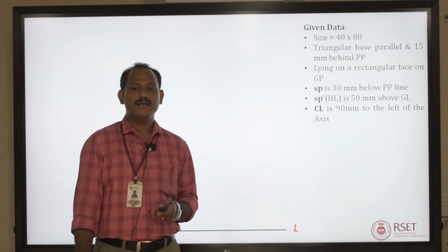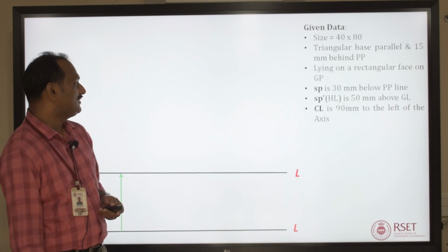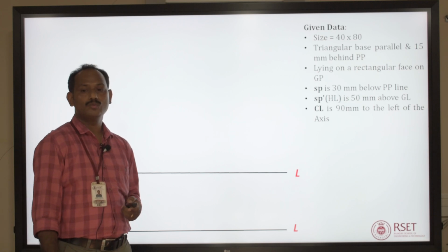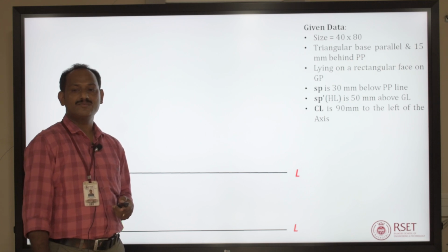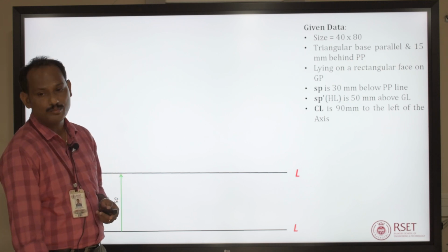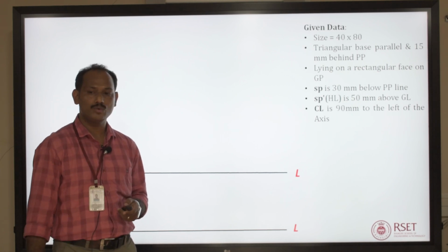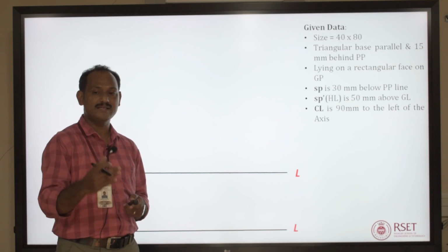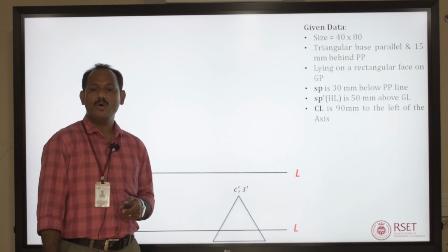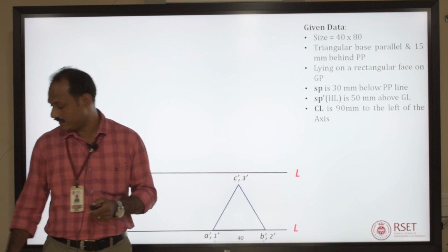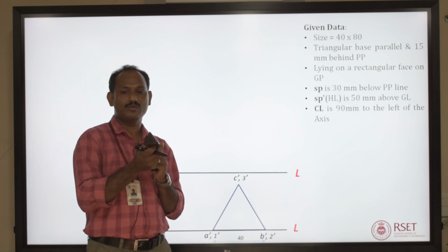Then we can draw the horizon line, which is 50 mm above the ground line. It is given that the observer is 50 mm above the ground plane. So, the location of the horizon line is 50 mm above the ground line, because the horizon plane is passing through the station point. Now, you can draw the front view of the triangular prism, that will be the true shape of the base.